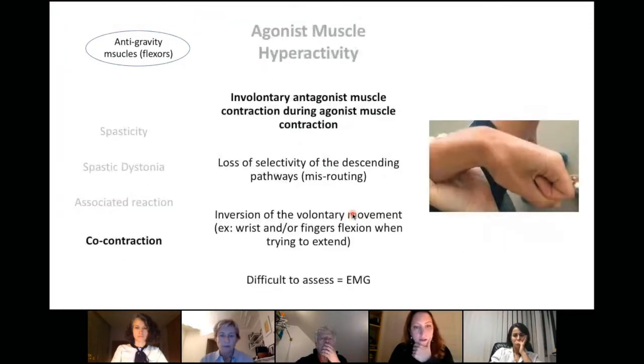And finally, the last type of hyperactivity is the co-contraction. It's an involuntary antagonist muscle contraction during agonist muscle contraction. It is due to a loss of selectivity of the descending pathways with misrouting. So, for instance, if you ask the patient to extend his wrist, he will perform an involuntary flexion of the wrist. It's quite difficult to assess, and EMG might help.